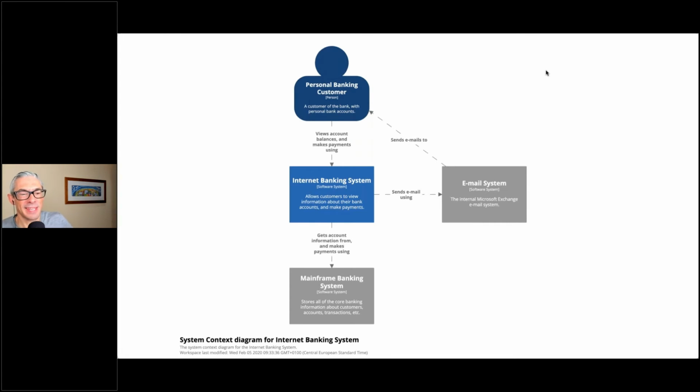This system is in turn making use of a mainframe banking system that sits inside the bank. That's where all of the core banking data is being stored. And the internet banking system is also making use of an existing email system to send emails to our customers. So the system context diagram is essentially showing you two things: people and software systems. By people, I mean users, actors, roles, personas, however you want to think about people. And software systems are essentially your other external dependencies, things that you are using or things that are using you. So that's the context diagram.